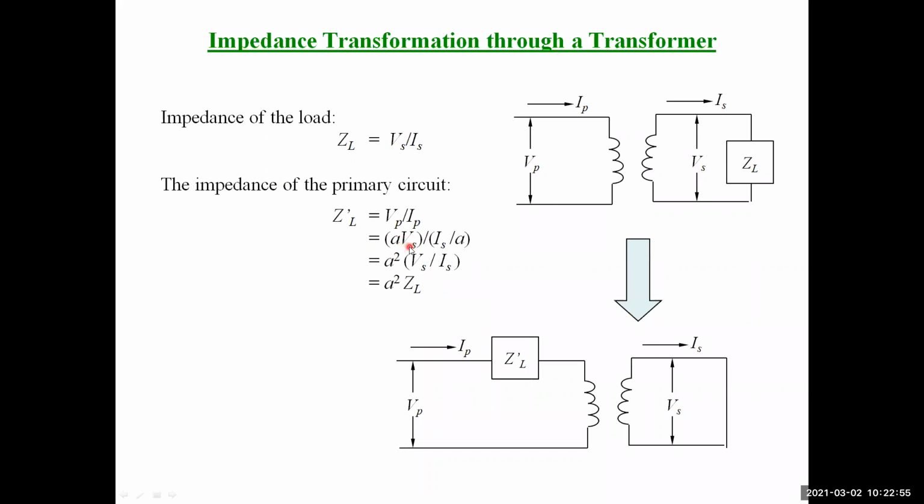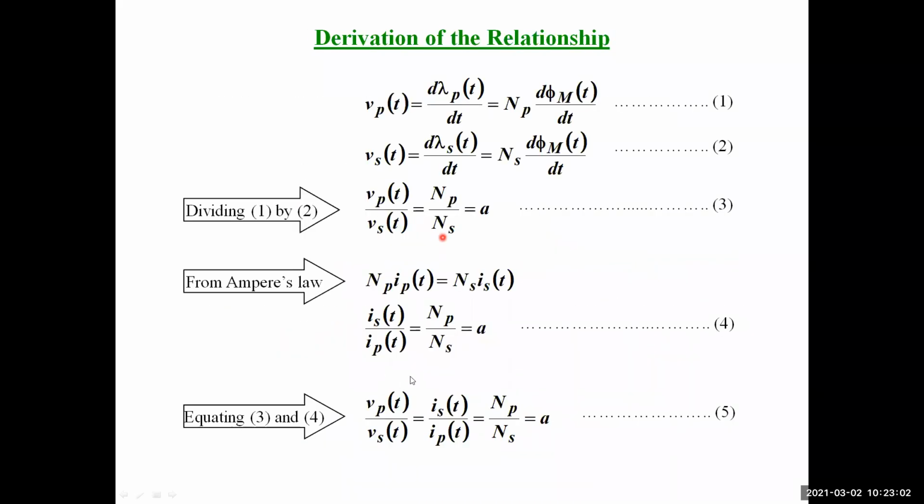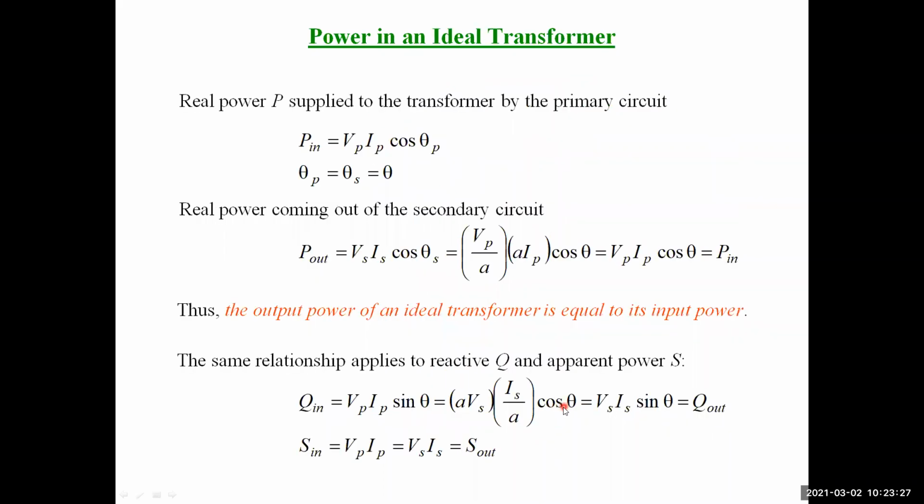So the primary voltage is A times the secondary voltage, and now the primary current in terms of the secondary current. Is divided by Ip, that is I2 divided by I1, is equal to A. Here V1 by V2 is equal to A, and I2 divided by I1 is equal to A. You know this relation: V1 by V2 is equal to I2 by I1 is equal to N1 by N2. That is called the turns ratio.